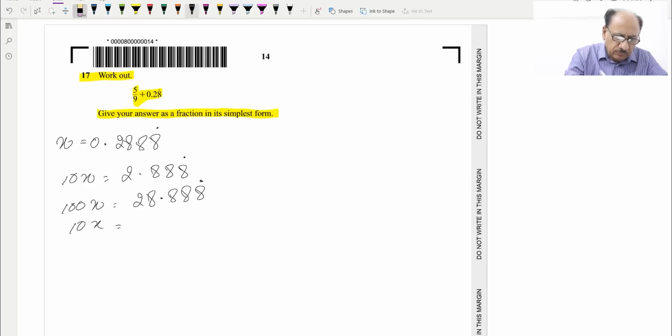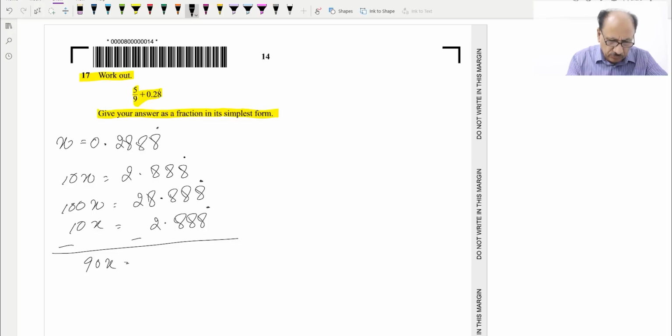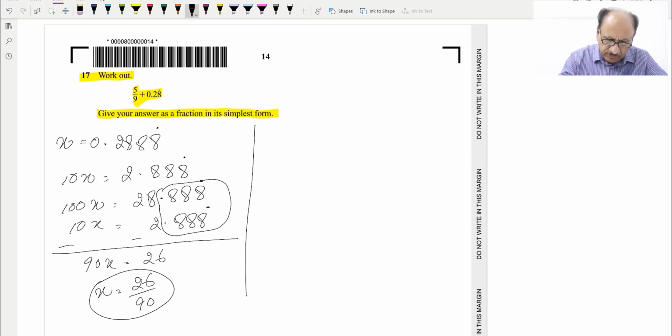And then 10x is equal to, I'm just copying the 10x term over here so that we can simplify, and now we can subtract this one, so it will be 90x is equal to, this recurring portion will be gone, so it will be 28 minus 2, which is 26. So we can write x is equal to 26 over 90, and this will be our x value. Then we need to simplify the 5 by 9 also, we have to add in this fraction, which we calculated as 26 by 90.